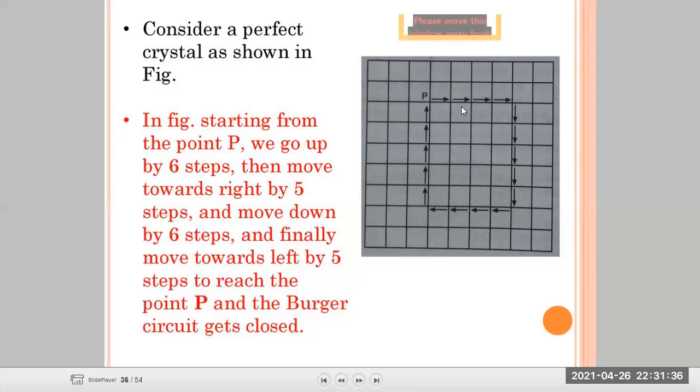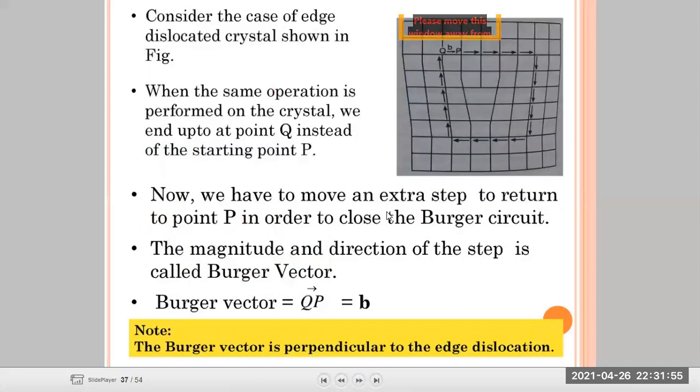So this is a very simple idea of how the Burgers circuit looks, and what is actually going on. We will come to know that this has various applications. So this is about the Burgers vector. In order to understand more clearly, we have taken an example. Let us consider the case of edge dislocation.